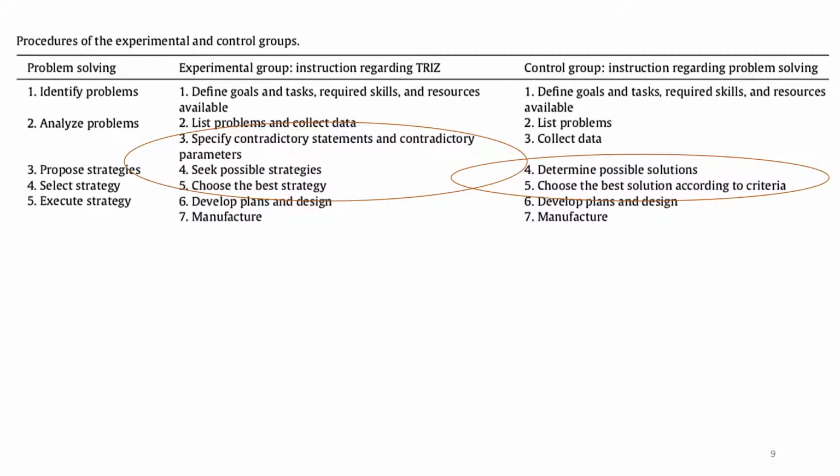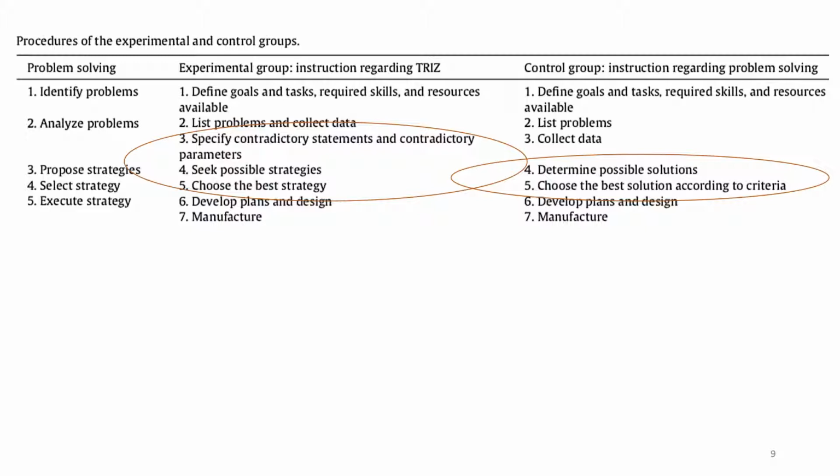As we can see on the table, let's look at the procedures of experimental and control groups. Well, problem solving involves the 5 basic steps, which are number 1, identifying the problems. Number 2, analyzing the problems. Number 3, proposing strategies. Number 4, selecting a strategy. And number 5, executing a strategy.